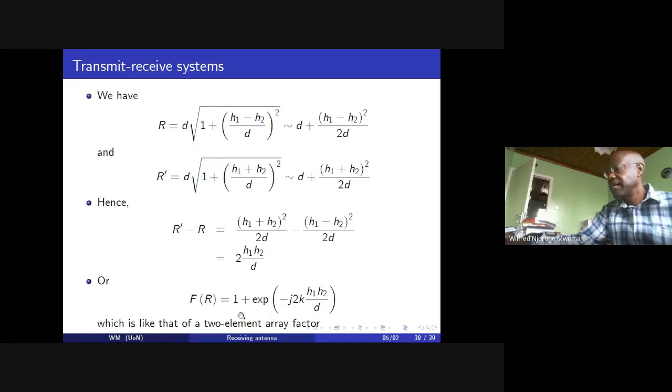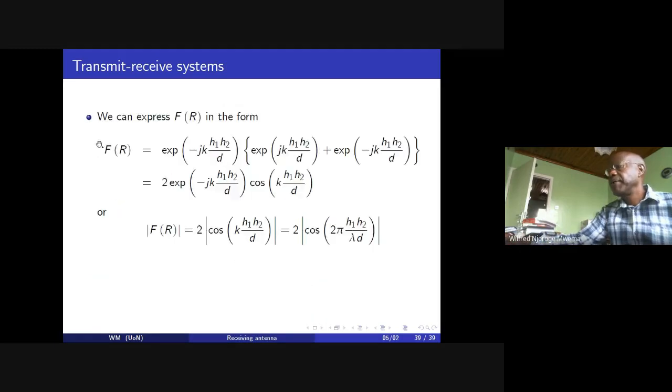We factor it out, and we now get a better looking value, the half, multiplied by that expression. And we see that this is the Euler's formula for the cosine of k h1 h2 by d. And therefore, we have used it here as twice exponent of minus jk h1 h2 by d, and the cosine of k h1 h2 by d. Or in other words, we can get the modulus as simply twice multiplied by the cosine of k h1 h2 by d, or just, when we use the value of k as twice pi by lambda, we get that expression there.